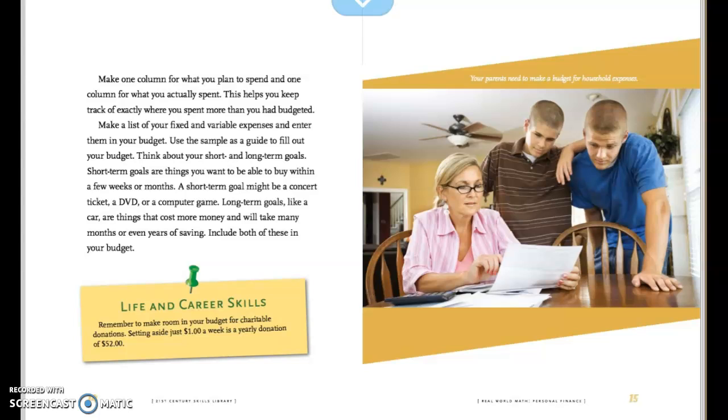Think about your short and long-term goals. Short-term goals are things you want to be able to buy within a few weeks or months. A short-term goal might be a concert ticket, a DVD, or a computer game. Long-term goals, like a car, are things that cost more money and will take many months or even years of saving. Include both of these in your budget.